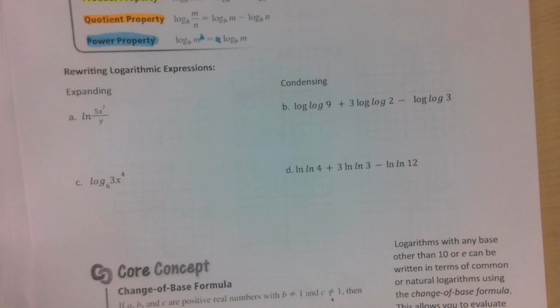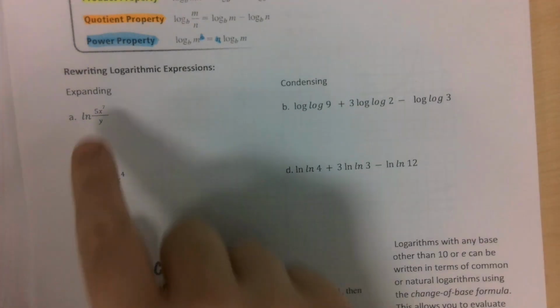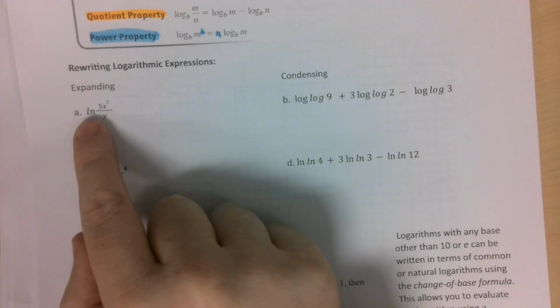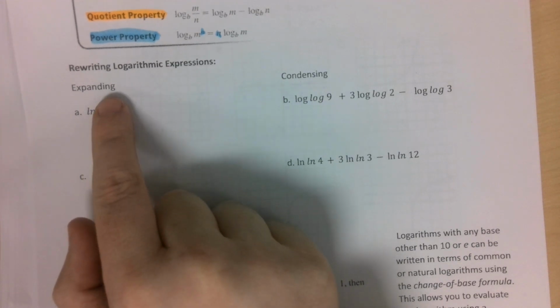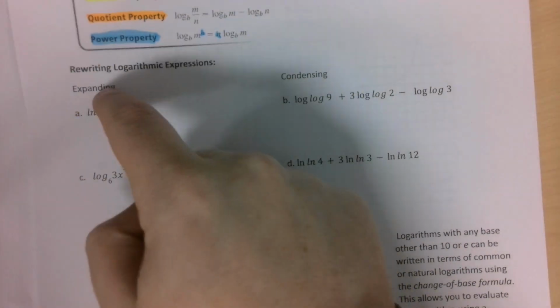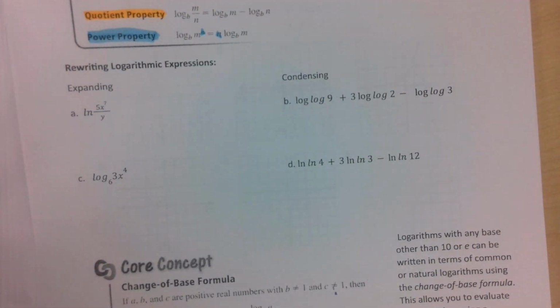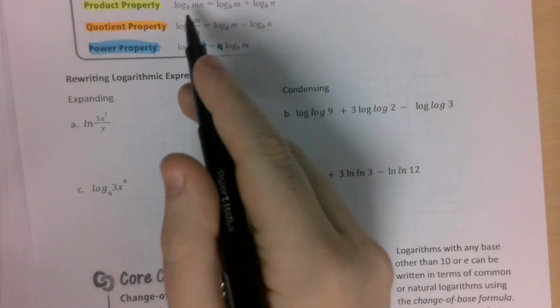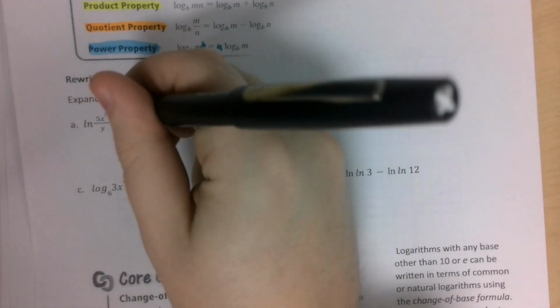So, what I'd like us to do first is take a look at A here. We've got the natural log of 5x to the 7th over y. Remember that natural logs and logarithms are treated the same way, so we can use all these properties. The way we look at it is, we've got a numerator, we've got a denominator, well, we've got a quotient property that we can use. Anytime we have a fraction, we can split it up.